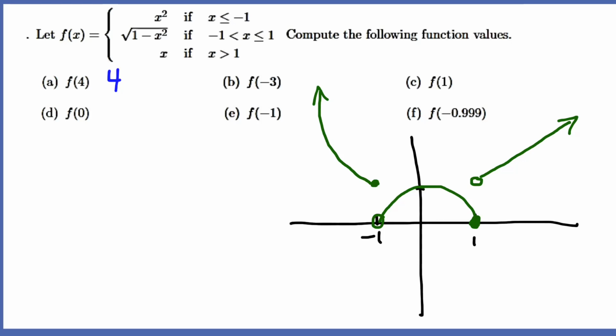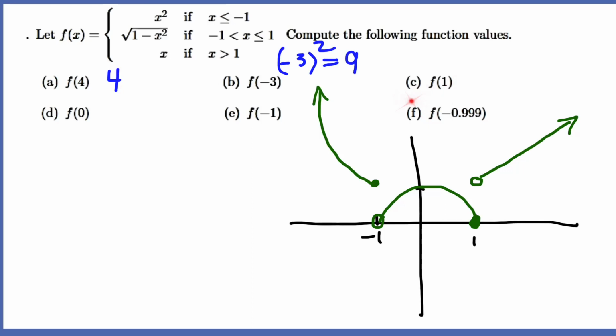All right. So b says f of -3. Okay, so that puts me over here. I've got to use this part where x is less than or equal to -1. So I've got to put -3 in here and square it according to this, and I'm going to get 9. Okay, so that's b.